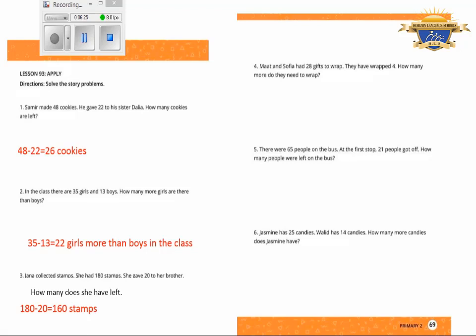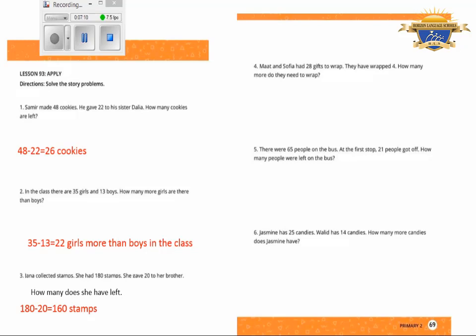Okay, problem number 4. Matt and Sophia had 28 gifts to wrap. They have wrapped 4. How many more do they need to wrap? Who can tell me the word that gives me a clue that I should make a subtraction problem? I don't have here gave, I don't have leftover, I don't have give away. What is the problem here?